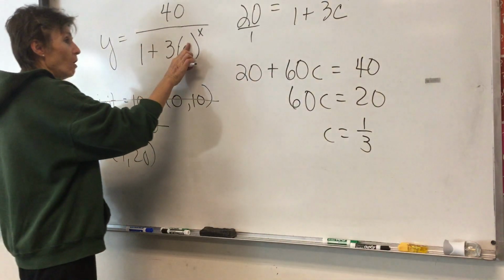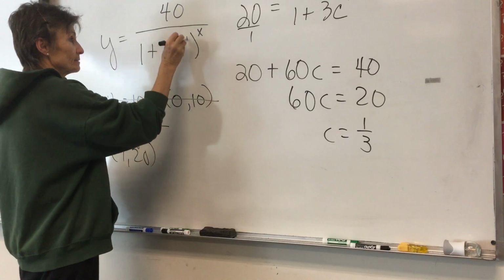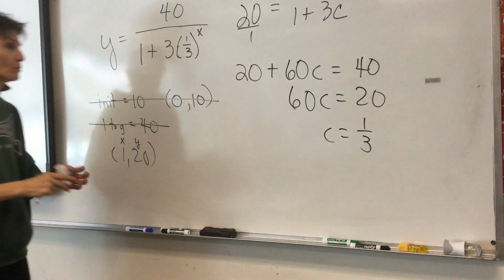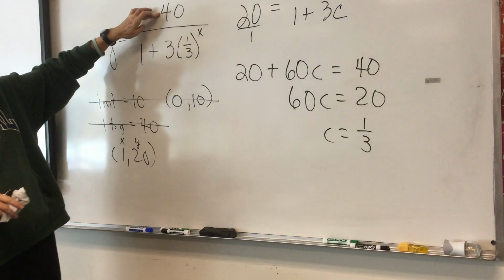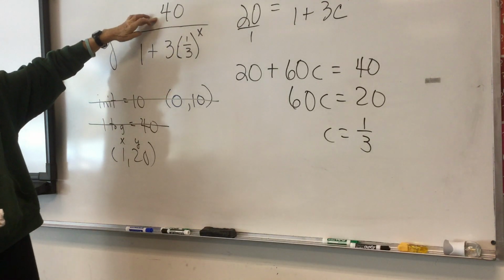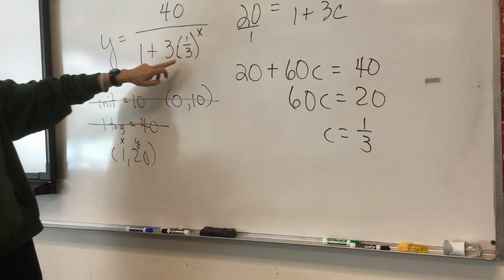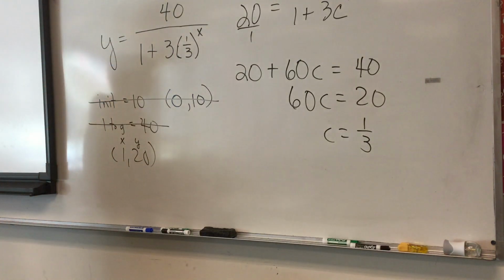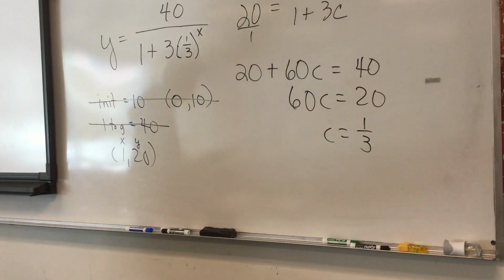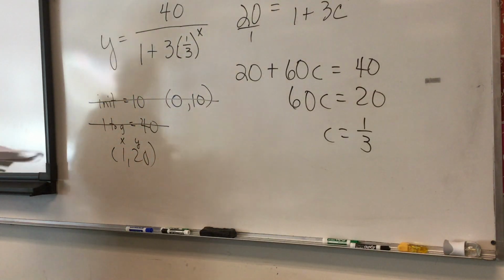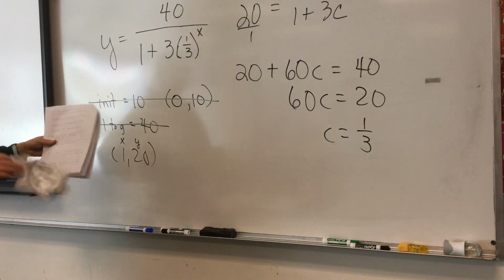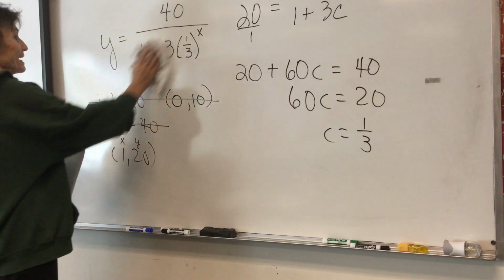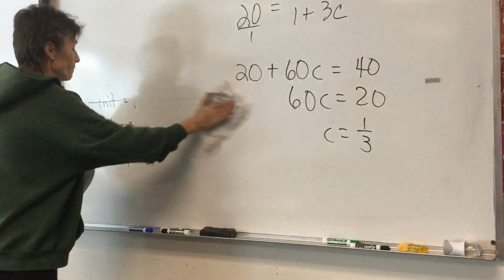So I'll plug all that in to my general form there. So A was 40, B was 3, and C I just figured out was 1/3. So there's my logistic function. Okay, let's walk through one more together, and then you have one you can work on by yourselves.